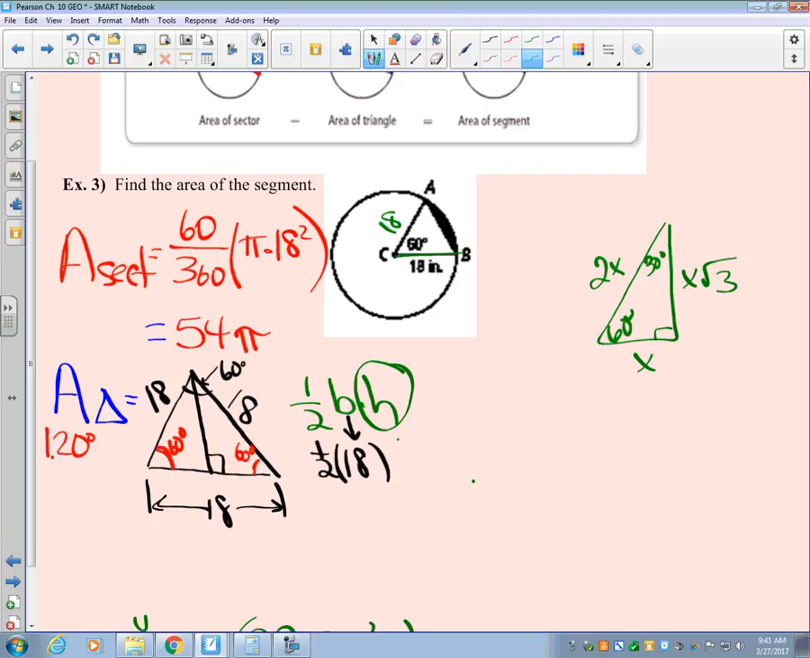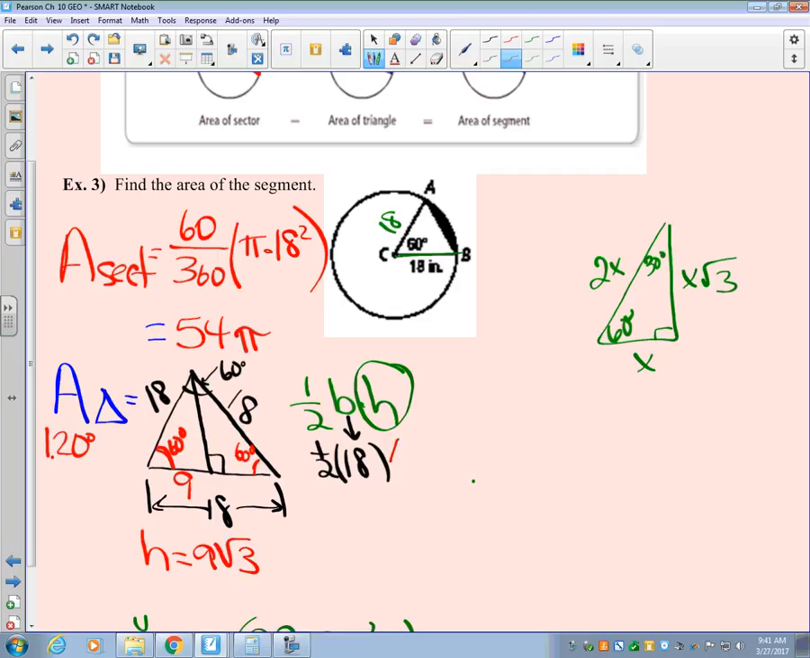A 30-60-90 triangle says whatever my small side is, my hypotenuse is double that. My longer leg is the small side times √3. Look at our picture here. This guy is 9, so our short side for our triangle here is 9. Hypotenuse is twice as big, it's 18. So what does that leave for the height of our triangle? It's going to be 9√3.